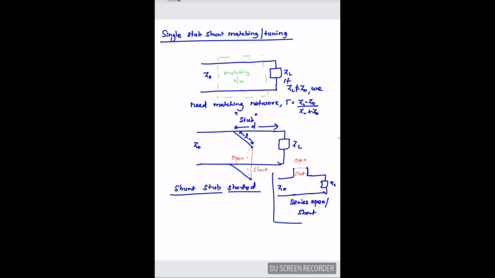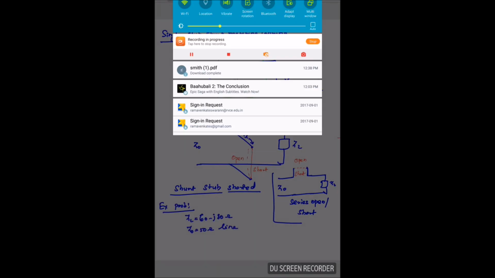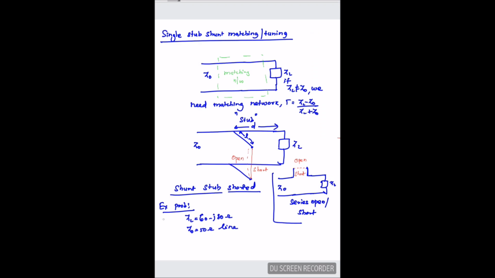and we will find out both the distance and length. So in the given problem, the load impedance is 60 minus j80 ohms, and this is my line impedance or characteristic impedance of the line. So I have to match the load to the characteristic impedance.